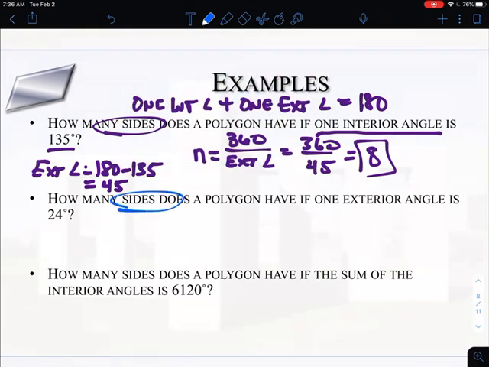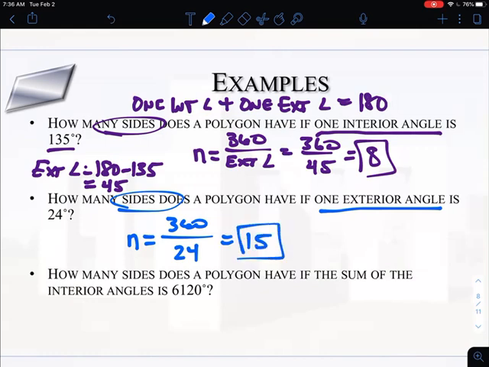On the second example, this one's a little bit easier because it says how many sides, so again we're looking for the number of sides if one exterior angle is 24. So this time they actually gave us the exterior right off the bat. So all I have to do is say, n equals 360 divided by my exterior angle, 24, and then again, if I plug that in my calculator, I end up with 15 sides, so we get a 15-gon.